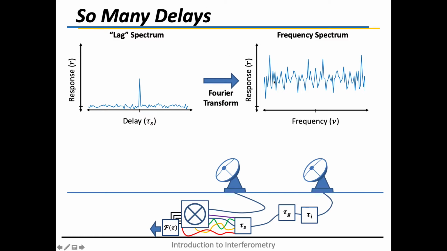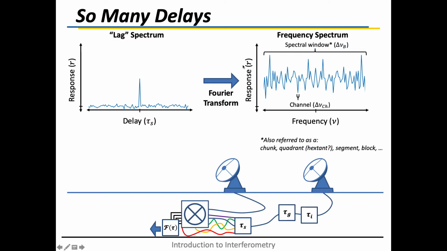Some things to keep in mind here. This set of data points, this whole block of frequencies, we sometimes call a spectral window. At SMA we also call it a chunk.